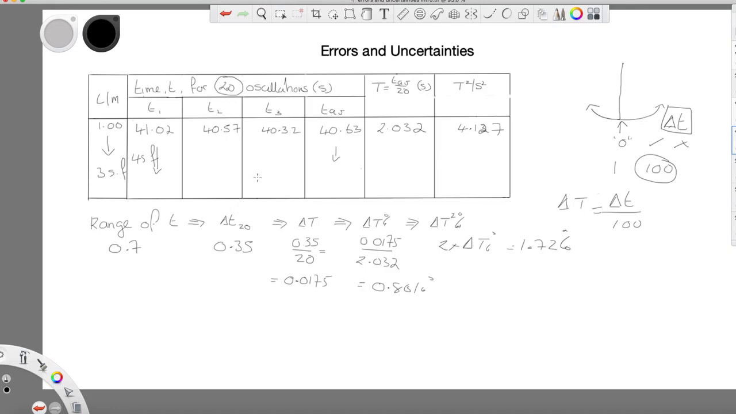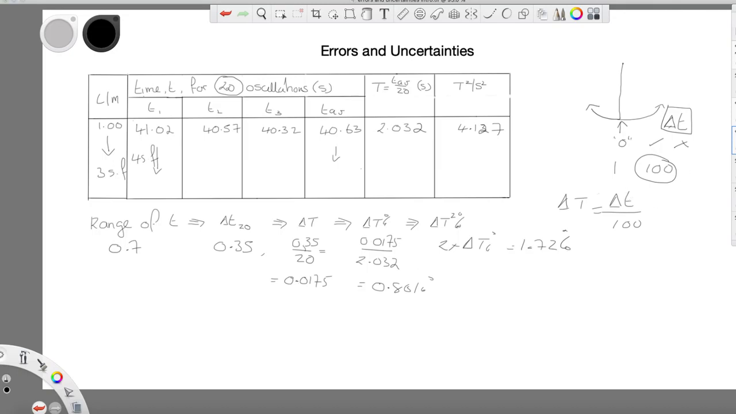So in order for me to work out the percentage uncertainty in t squared, which I'm going to need, I use half the range to get my uncertainty in 20t. I then work out the uncertainty in 1, which is 1/20th of that. Then work out the percentage uncertainty in t, and twice that is the percentage uncertainty in t squared. So that's how I would use those.